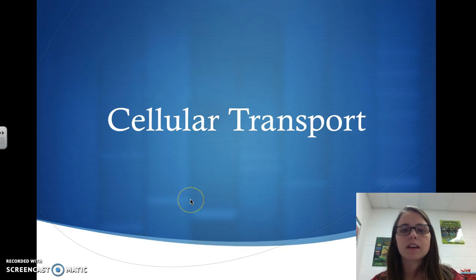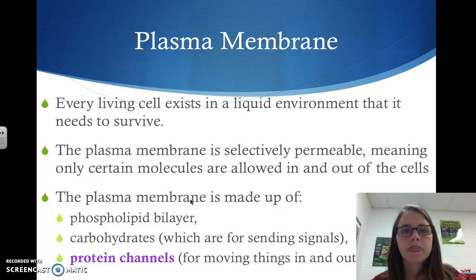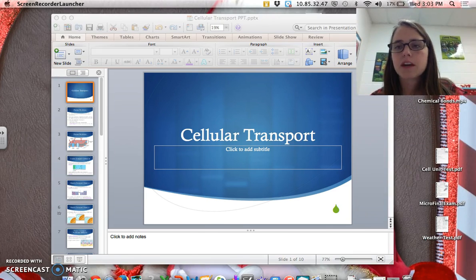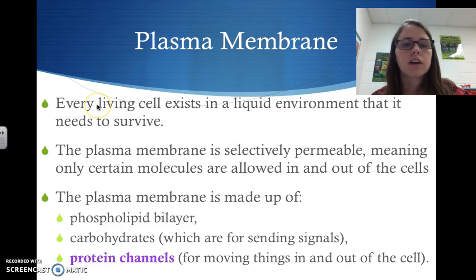Okay, we're going to talk about cell transport. So the plasma membrane is the main thing responsible for cellular transport. Every living cell is going to need some sort of liquid environment to survive, and that's because that liquid environment allows the movement of molecules that the cell needs to survive. Things like oxygen and carbon dioxide, water, different molecules of sugar and other compounds that the cell will need for food. The plasma membrane is selectively permeable, meaning it allows only certain molecules in or out, and others it keeps out.